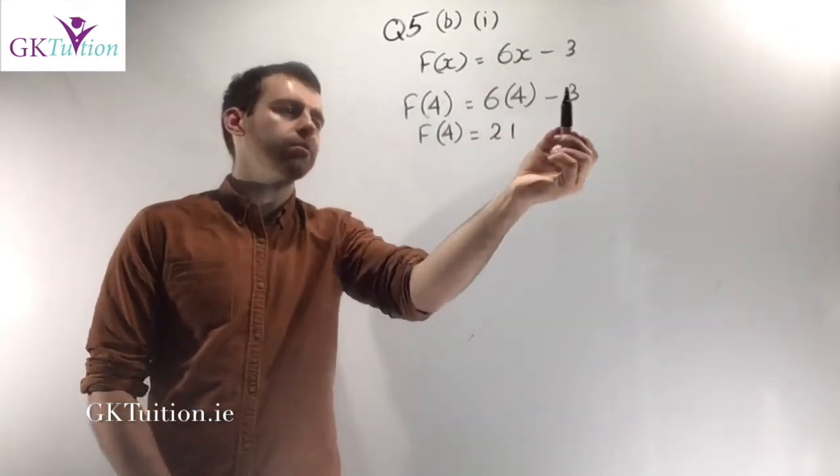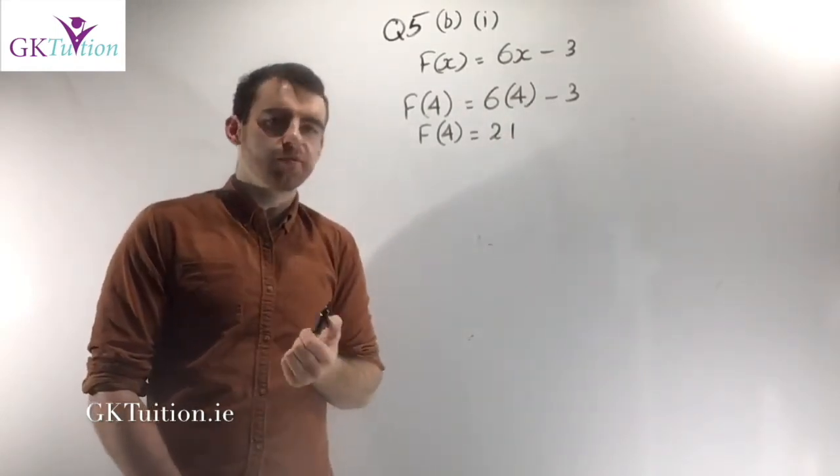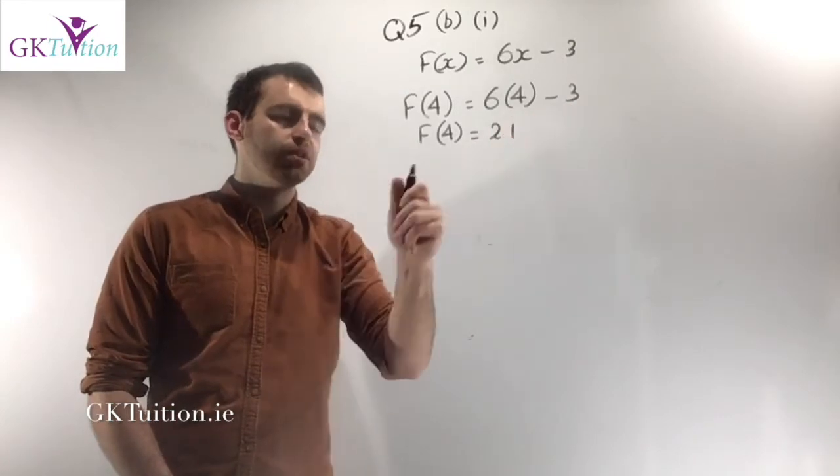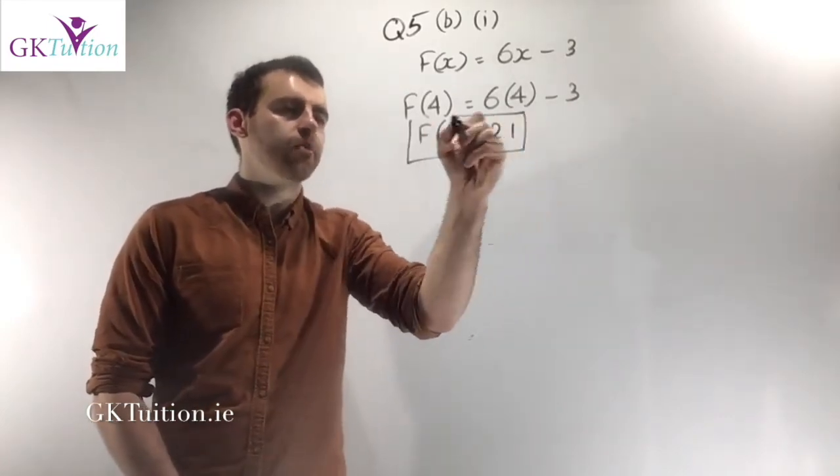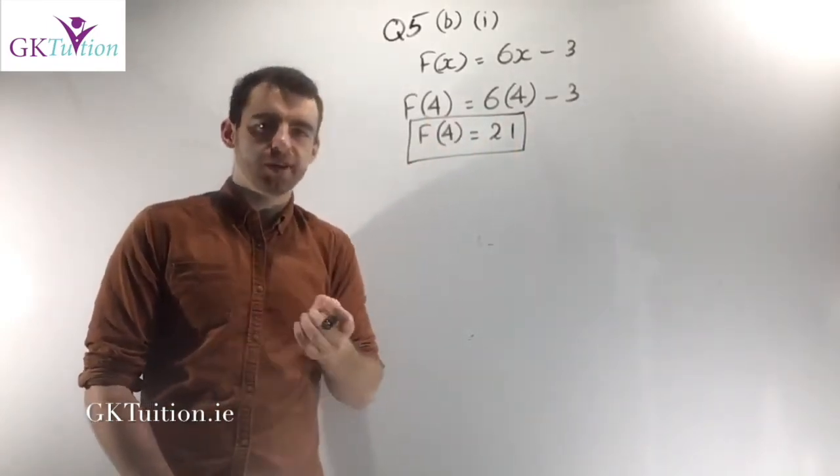So it becomes 6 times 4 minus 3. 6 times 4 is 24, minus 3 gives you 21. So your final answer for B part 1 is that f of 4 is equal to 21.